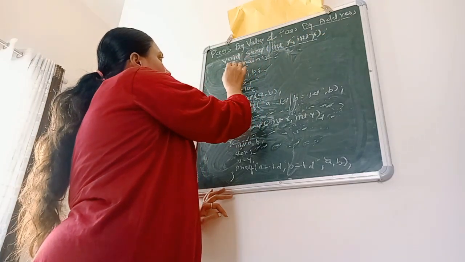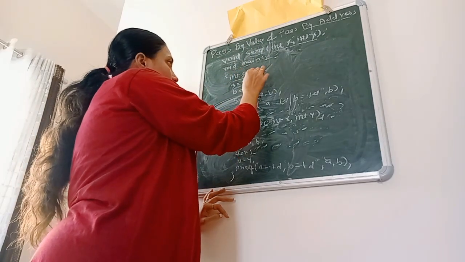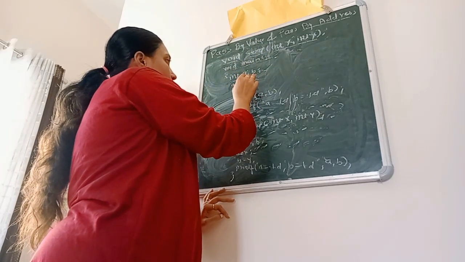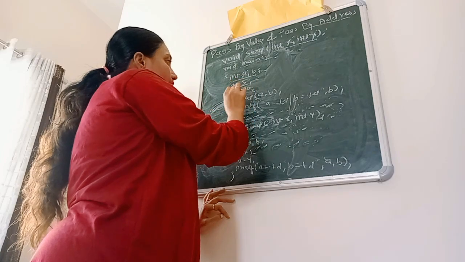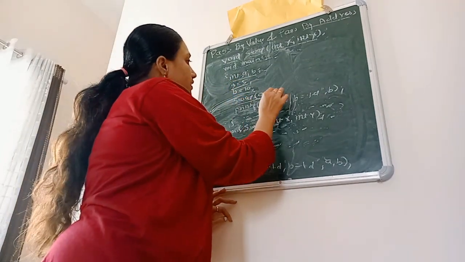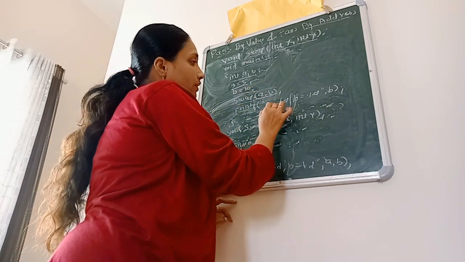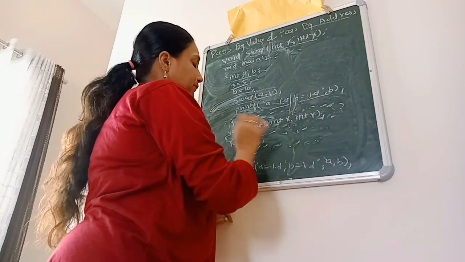Now we are taking the function void main. In this also we are taking two variables, a and b. Now a equals 5 and b equals 10. So we are calling the swap function here, and then we are printing the values of a and b.